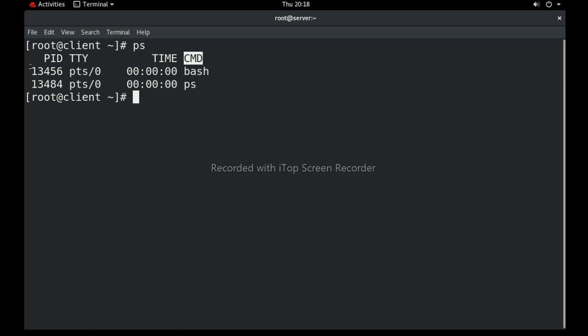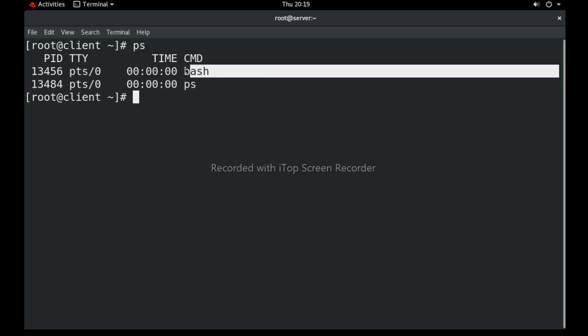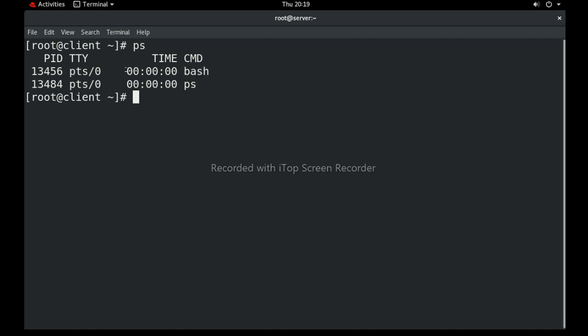Every process in the Linux operating system is associated with a process ID. So the process ID is mainly used for identifying each and every process. Each of these processes would execute on the respective terminals. So this represents the terminal ID, or the ID of the terminal where this process is being executed. This indicates the time taken for the execution.